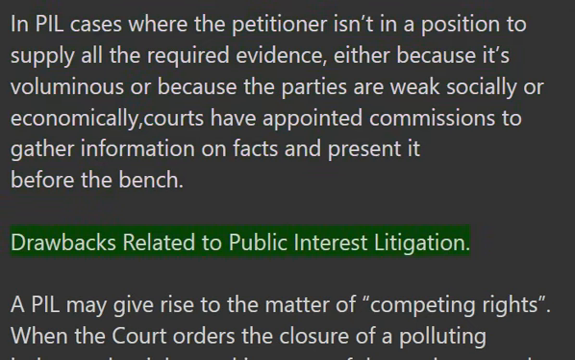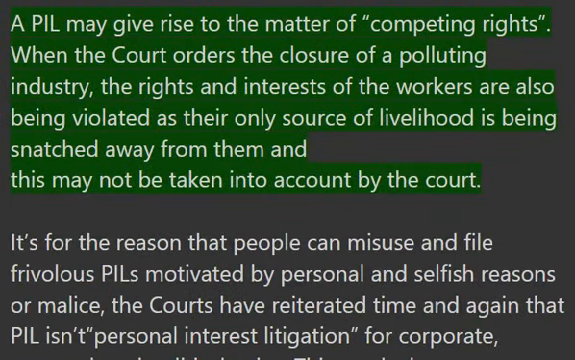Drawbacks related to public interest litigation. A PIL may give rise to the matter of competing rights. When the court orders the closure of a polluting industry, the rights and interests of the workers are also being violated as their only source of livelihood is being snatched away from them, and this may not be taken into account by the court.